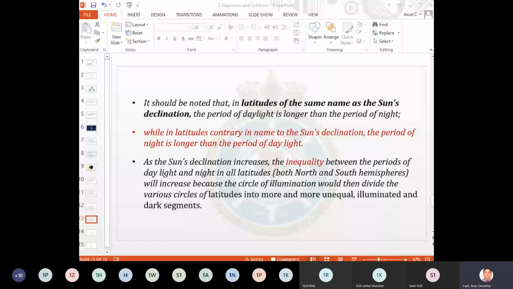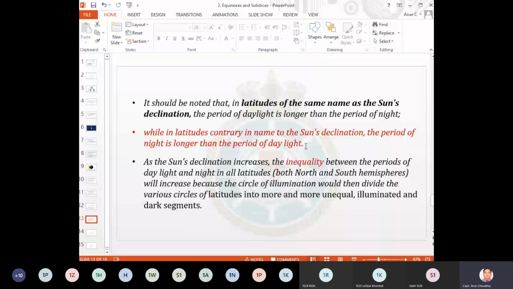Actually we say the sun's declination, but it is the Earth that is moving around. Anyway, you only have to remember that the declination is 23 and a half degrees. Okay, let's continue. Actually, we are at the end of it.